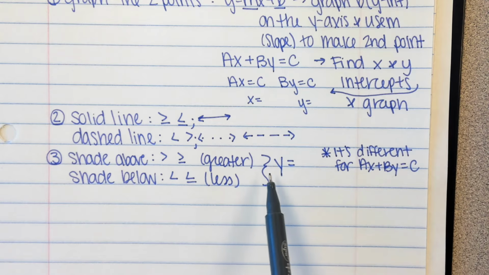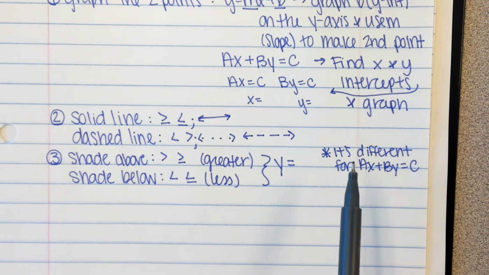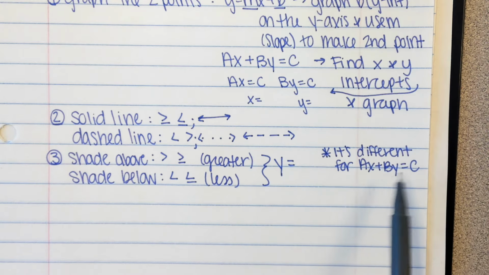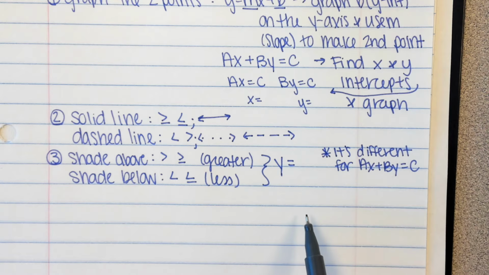Okay, so we made a little note over here. It's a little bit different for standard form. I'll show you how to do that. It's super easy. Okay, but most of your problems are going to be in slope-intercept form, the y equals or the y inequality. And so that's really easy. You just look at the symbol and decide if you're shading above or below.